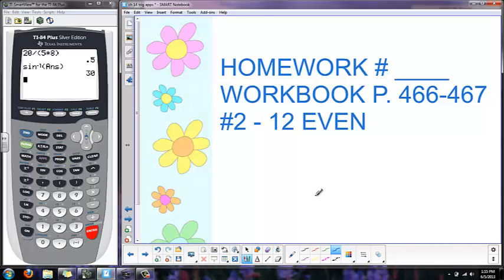Okay, so that was it for that section. That was the notes on the area of a triangle, and this is homework pages 466 to 467. This is homework number 101. All right?